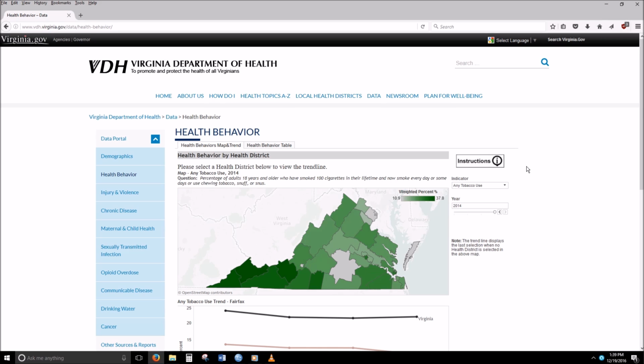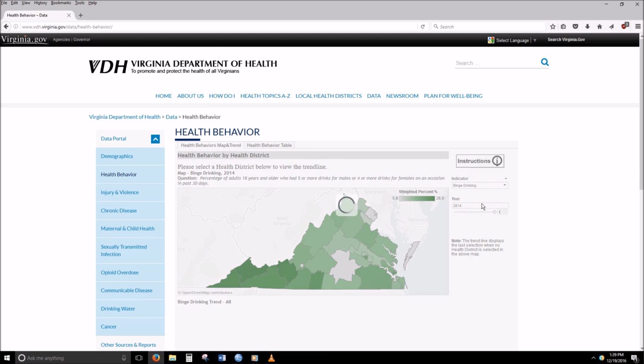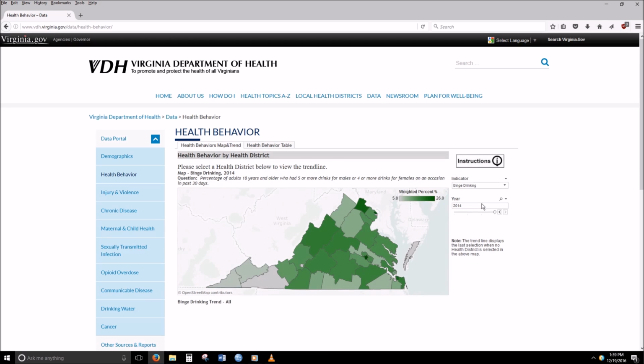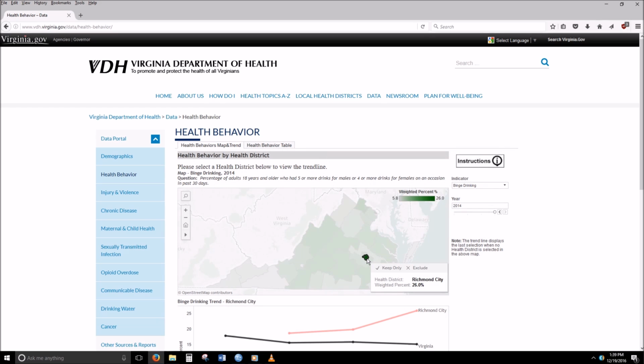As the first instruction states, you can change the indicator or year slider to see filtered changes on the map. Let's change the indicator to binge drinking. The map and trend lines update immediately to reflect binge drinking rates for the state of Virginia. The map now displays the weighted, or adjusted for representativeness, percentage of adults who report binge drinking in each of the 35 health districts across the state. Some data portal pages may present information at this level when there aren't enough data to display at the narrower locality level. Hover over a health district to see its respective weighted percent. Click a health district to display its respective trend line.